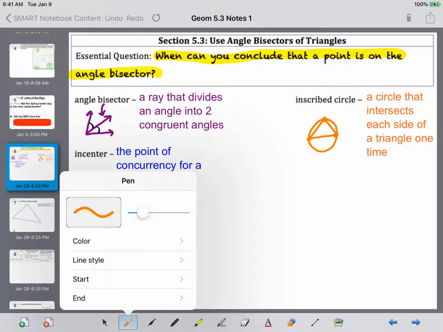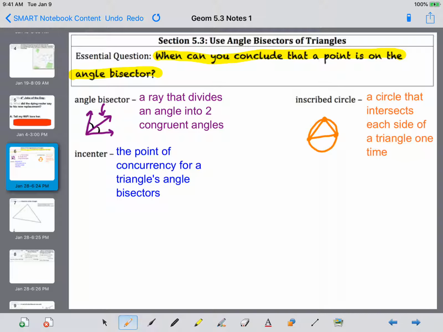And lastly, the incenter. We're actually not going to draw a picture of that because we are going to do that in the example down below. But if you draw the 3 angle bisectors in a triangle, it's the point where those 3 angle bisectors intersect. We call that the incenter.